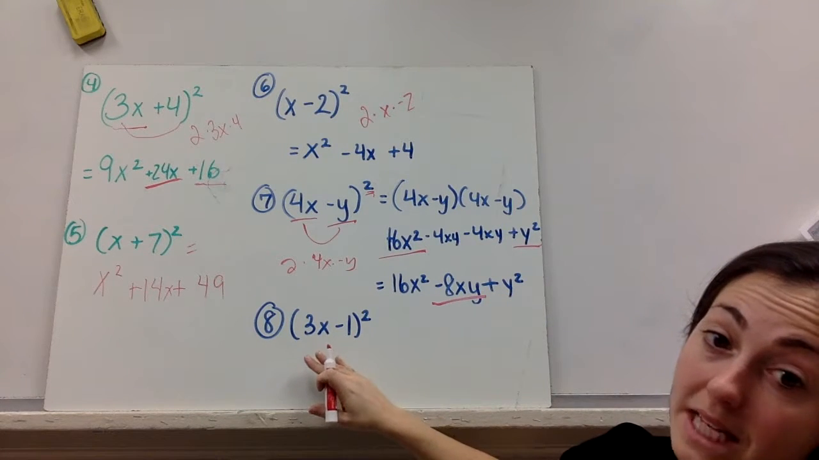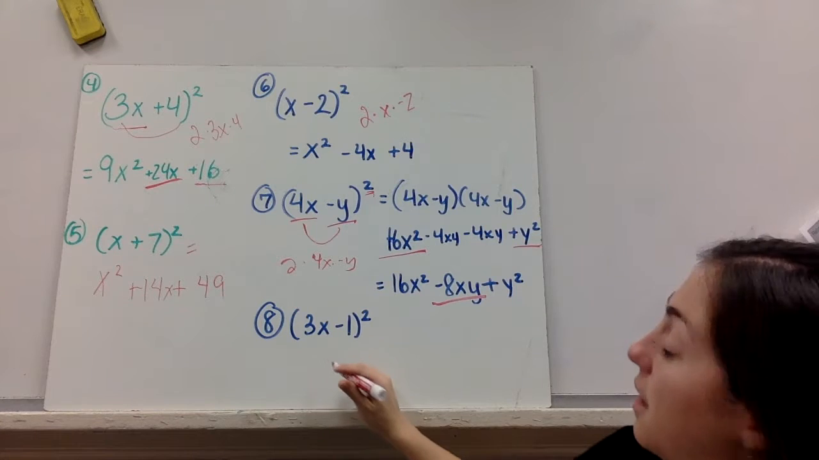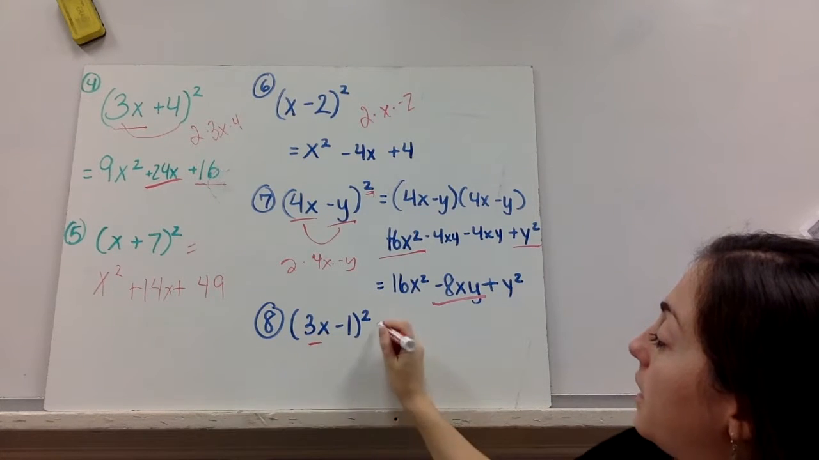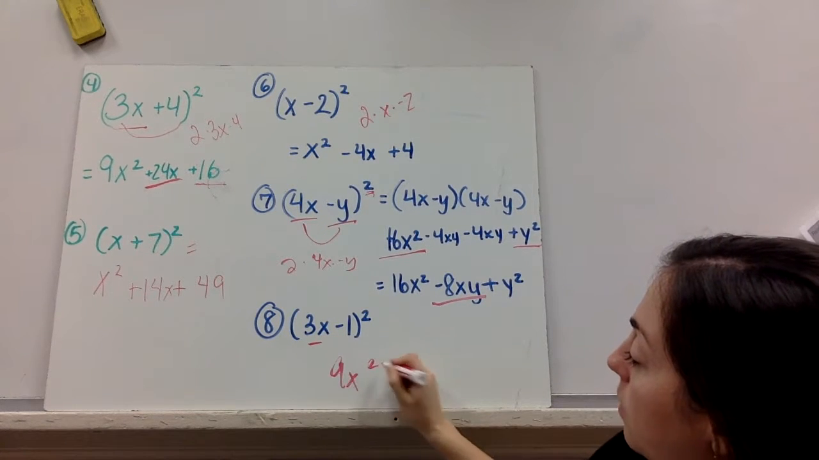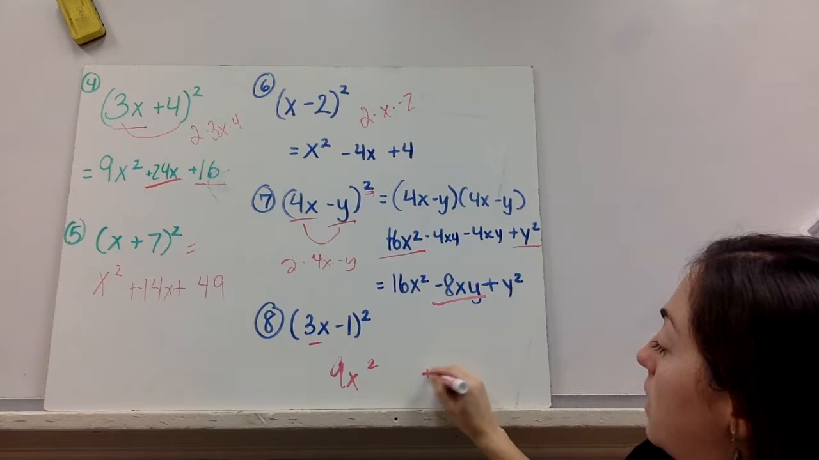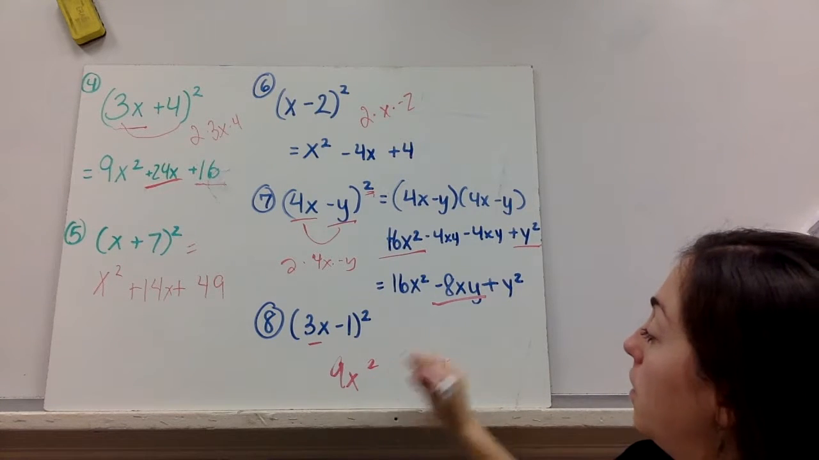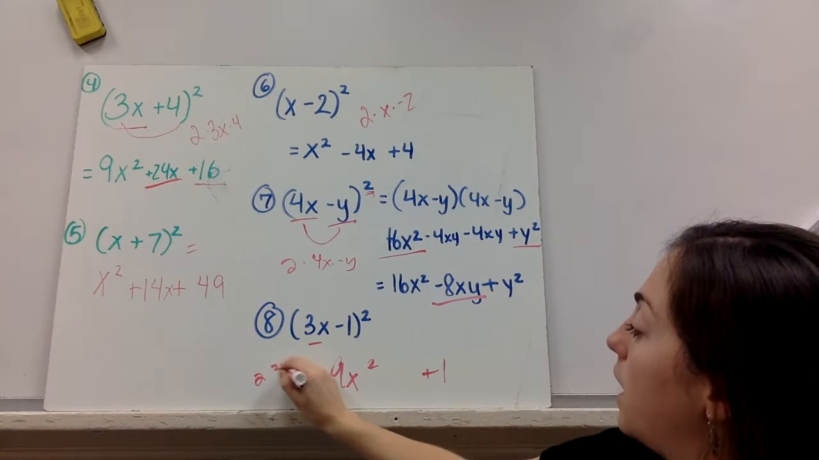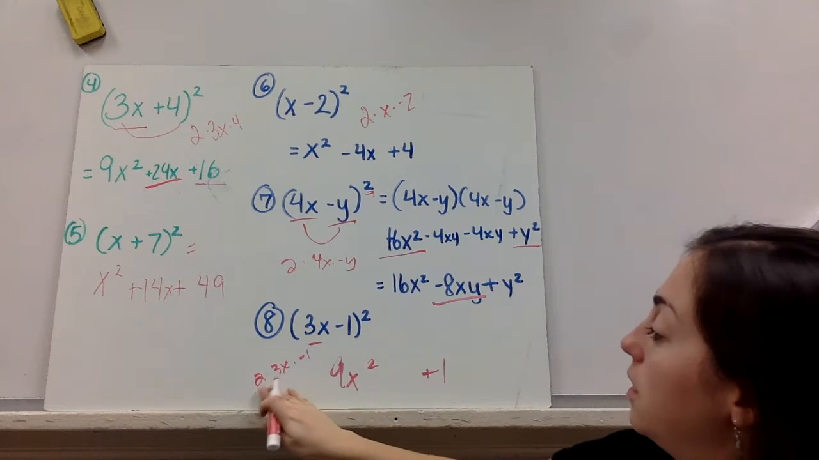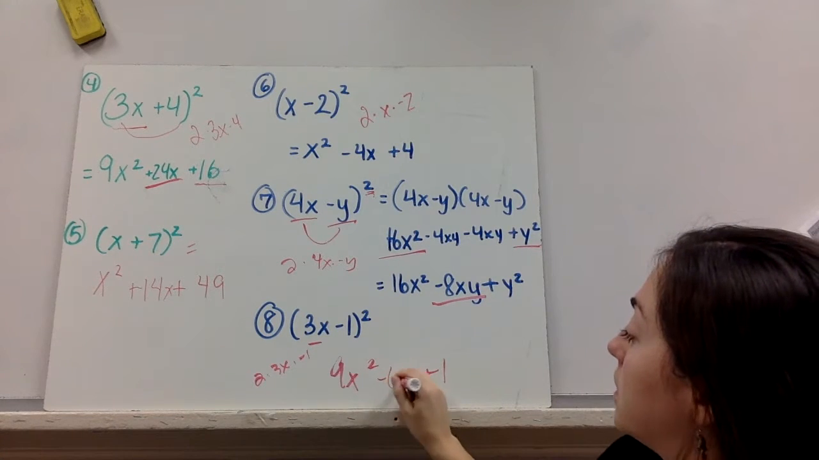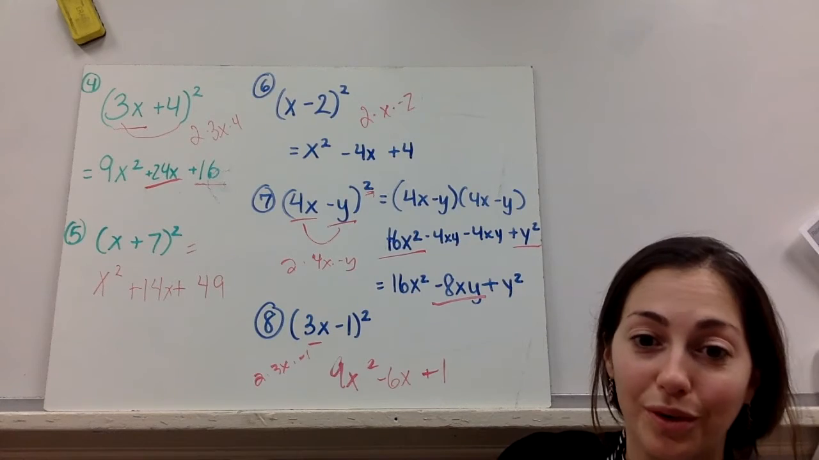All right, try this last one. Pause the video real quick and then hit play. So I'm doing 3x squared, that's 9x squared. Negative 1 squared, that's positive 1. And in the middle, I've got 2 times 3x times negative 1. So that's negative 6x. How cool, special.